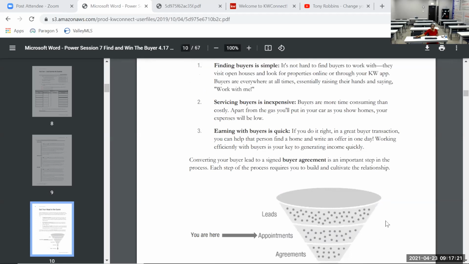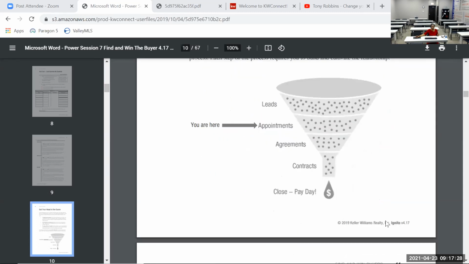So converting your buyer lead to a signed buyer agreement is an important step in the process. Each step of the process requires you to build and cultivate the relationship. So these are your leads at the top of the funnel. And now we're at the stage of appointments. As you see, you have less because everybody that you talk to is not going to be ready to buy. So all your leads are not going to convert to appointments, especially not right away. Now, some of them may eventually, but not right away. So now we're here with your appointments.